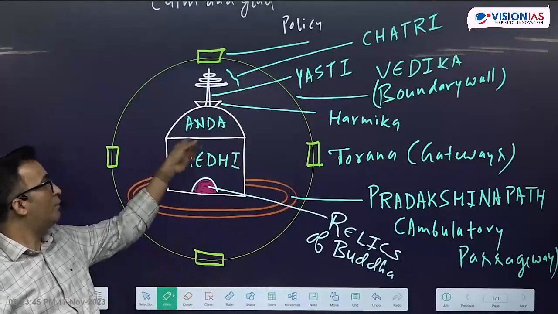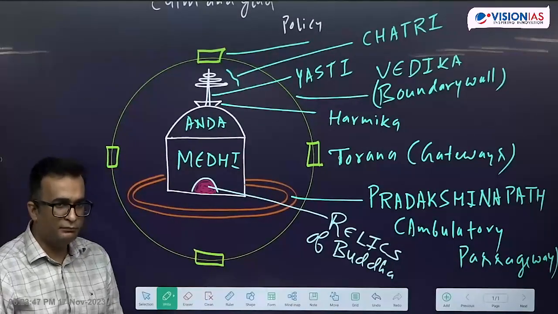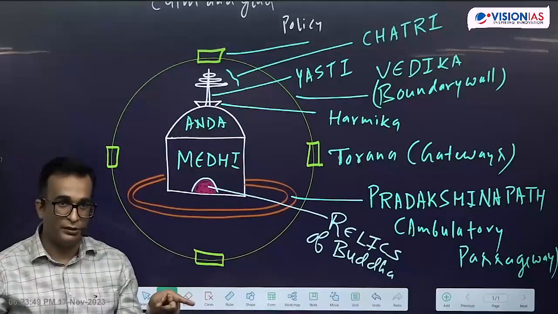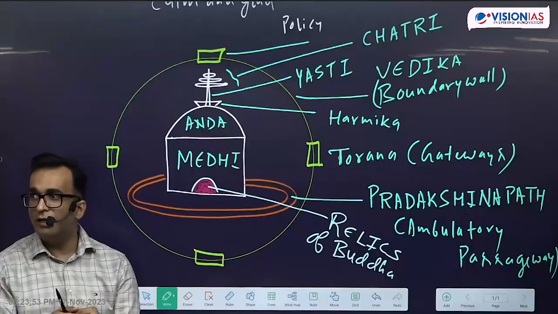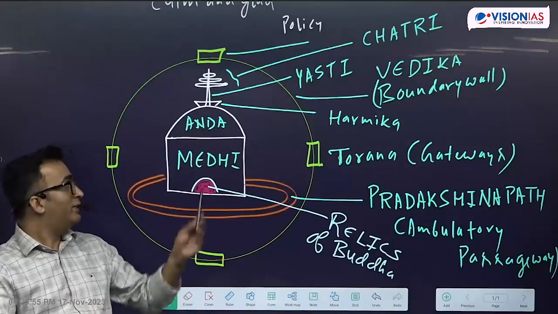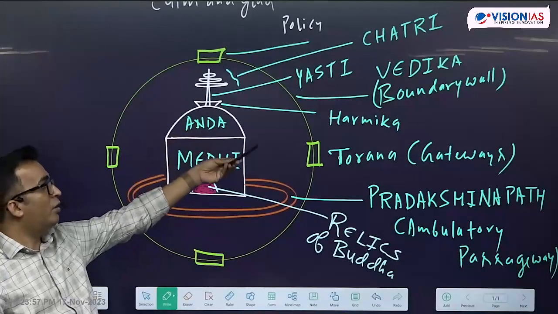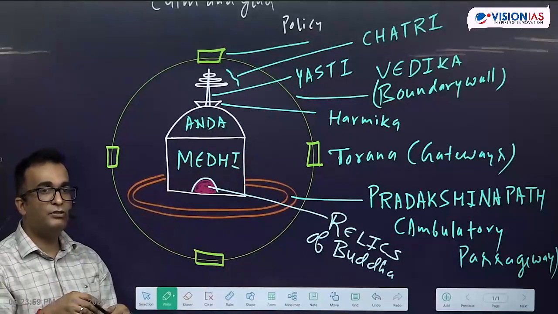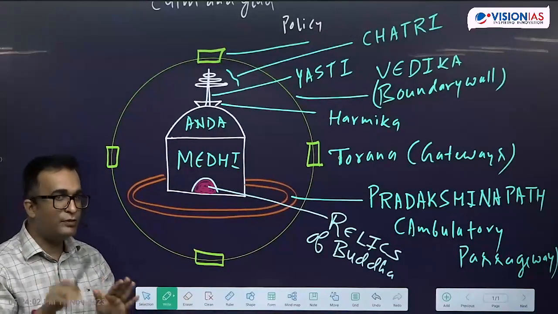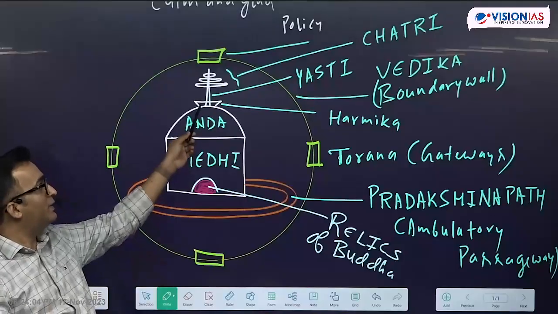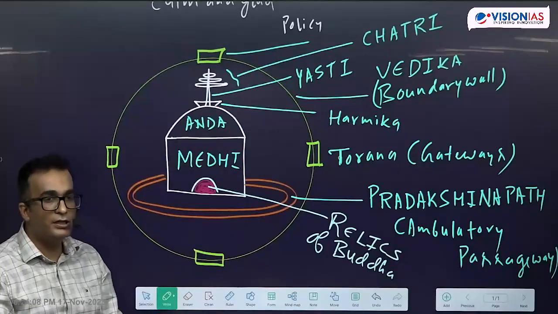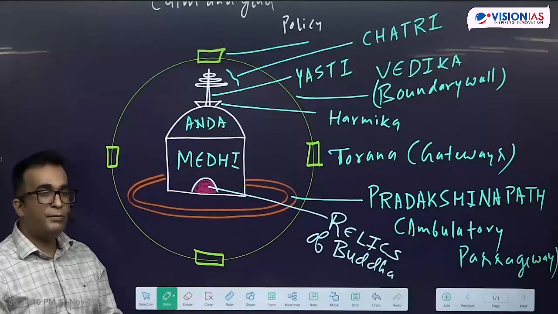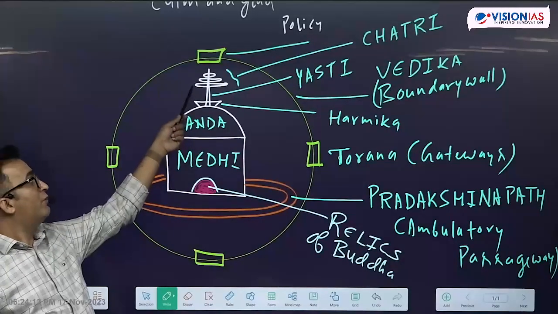Then the topmost part of the Medhi is Anda, which is an oval structure. Okay? Or semicircular structure or the dome structure. So this is called as Anda. Then this part is Harmika. This is a horizontal platform, okay, which is called as Harmika. I'll tell you the importance of this place. Then there is this spire which is known as Yasti, and there are these three horizontal discs which are known as Chhatri.